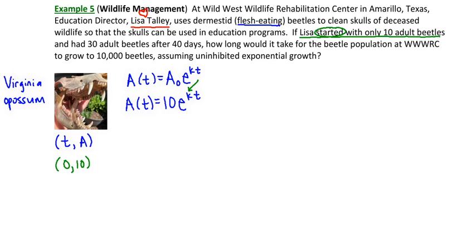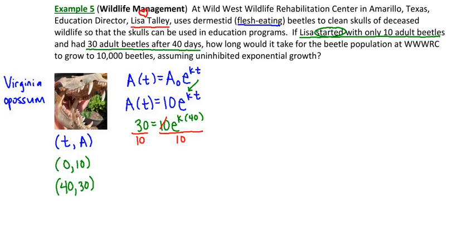Well, we have a little bit of a clue. We know that after 40 days, the population grows to 30 adult beetles. So time is 40, population is 30. So we can solve for this rate of growth by plugging in 30 beetles for the population, and we can plug in 40 for time. That's 40 days. So we can begin solving for k by dividing both sides by 10.